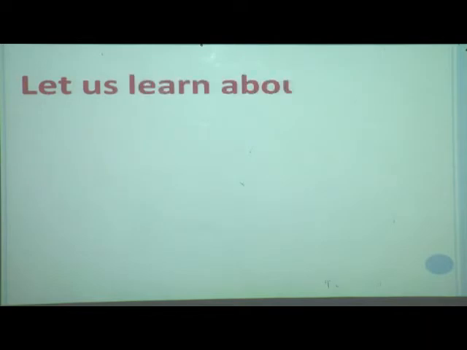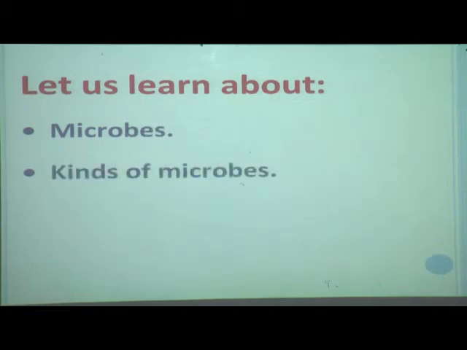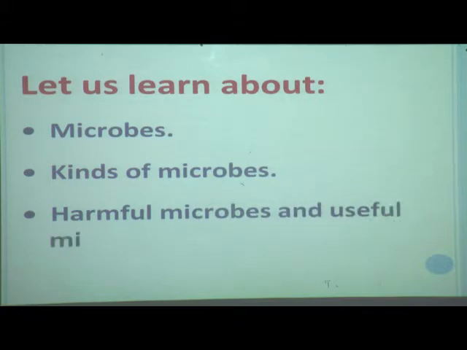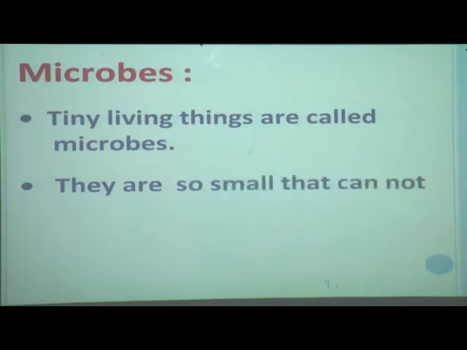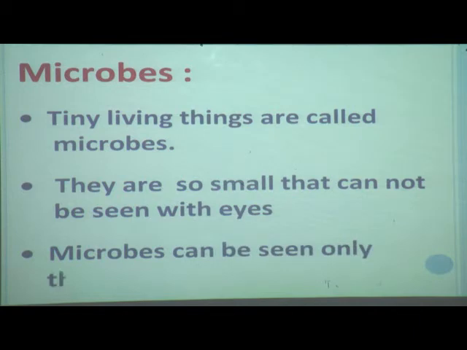Now let us learn about microbes, kinds of microbes, and what are harmful microbes and useful microbes. First we will see what are microbes. Actually, tiny living things are called microbes. They are so small that they cannot be seen with the eyes. Microbes can be seen only through a microscope.